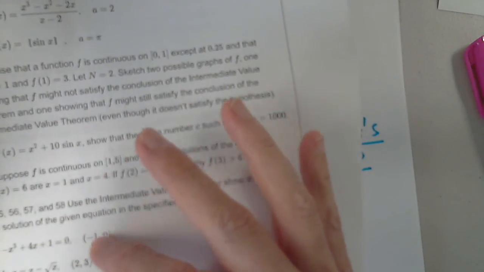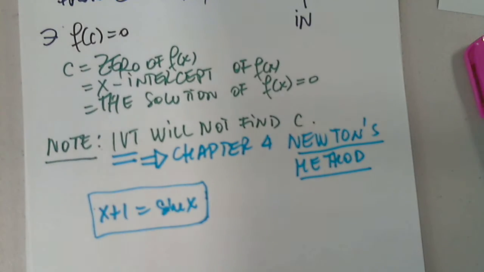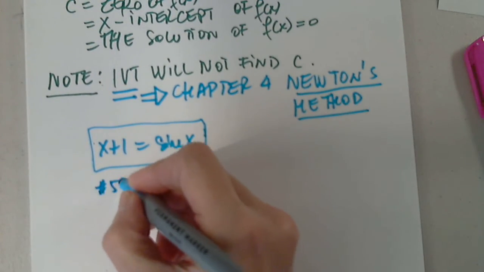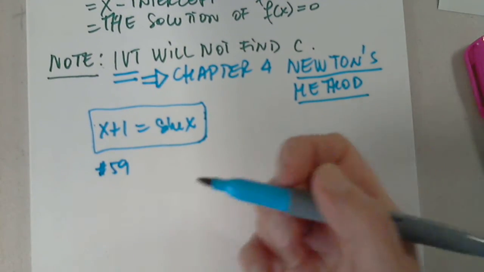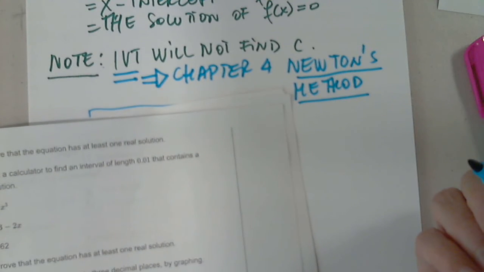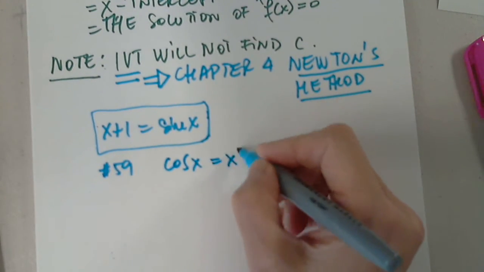Okay, I'm ready. Would you like to choose? Do you want to choose one where the interval is given, or one where the interval is not given? Can we do one without the interval given? One without the interval. Okay, very good. So I'm going to choose 59, or you can choose 60. It's up to you. 59 is fine. Okay. So we have cosine x equals x to the third.